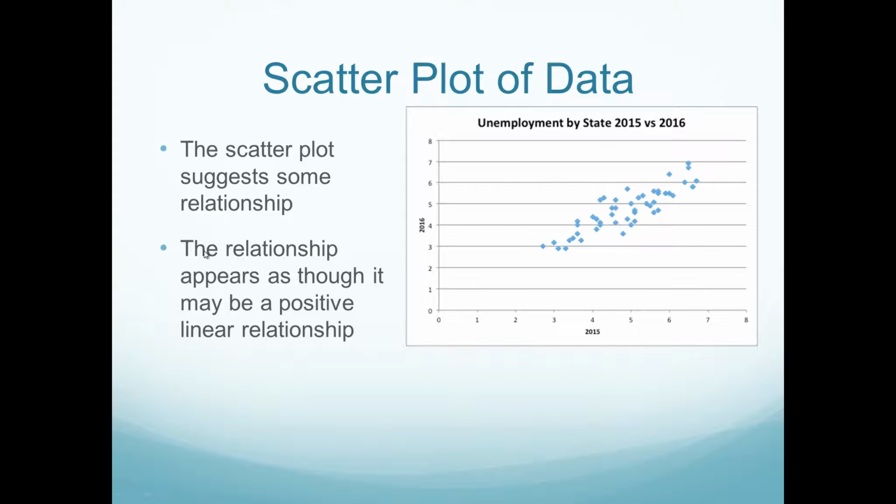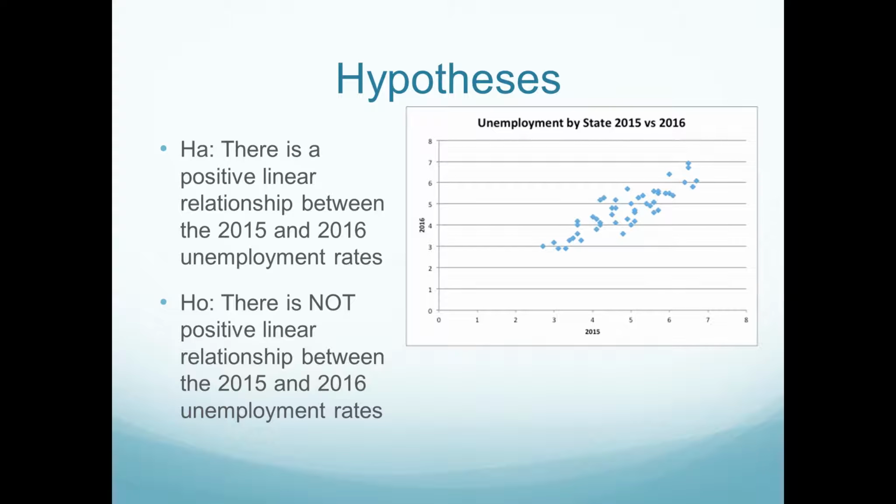So here's the actual scatter plot of the data that we have for 2015 and 2016. You can see that it looks a lot less like this is random and a lot more like maybe it follows a line, and in fact that line seems to slope up from lows at one end to highs at the other, and so that would suggest that this is a positive linear relationship. So we want to test whether it's actually a positive linear relationship.